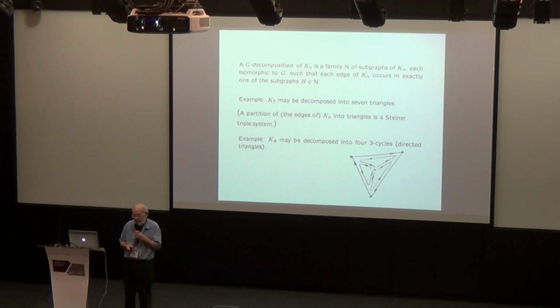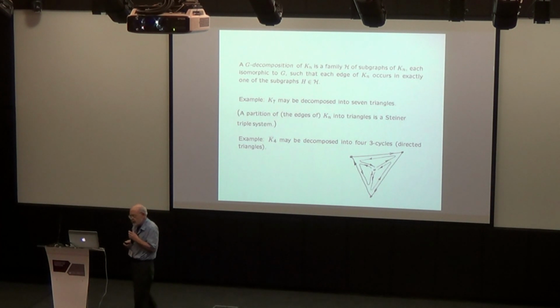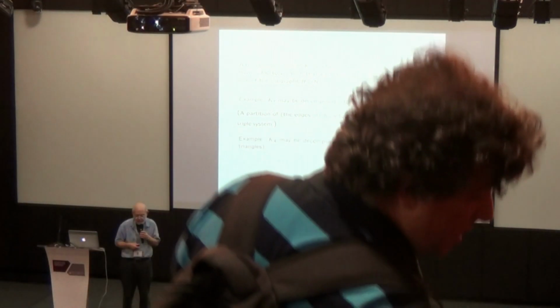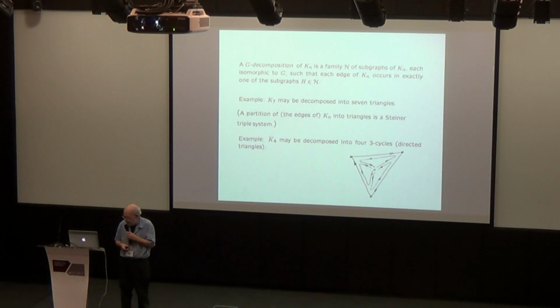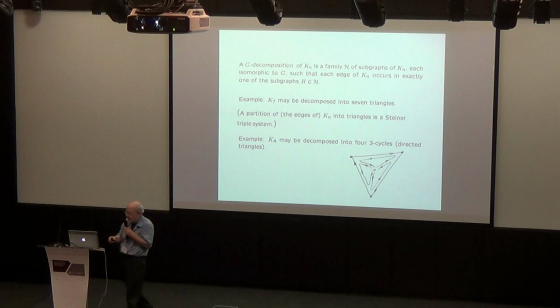So here is the simplest case, perhaps, of the topic of my talk. I'm going to decompose complete graphs into copies of a given graph. For example, everyone knows that K7, the complete graph on 7 vertices, can be decomposed; I'm talking about partitioning the edges when I say decomposition. It can be partitioned into 7 triangles. You can consider directed analogs, and the complete directed graph on 4 vertices can be decomposed into 4 directed triangles.